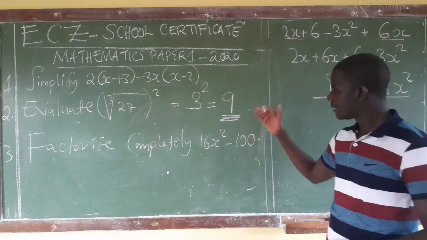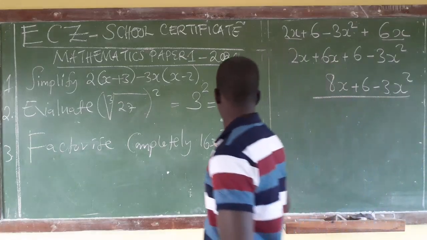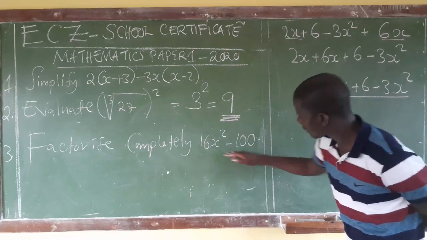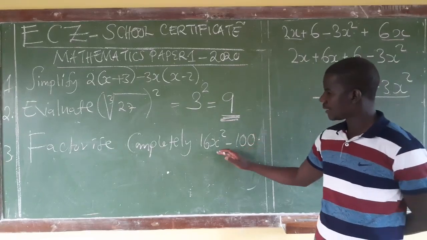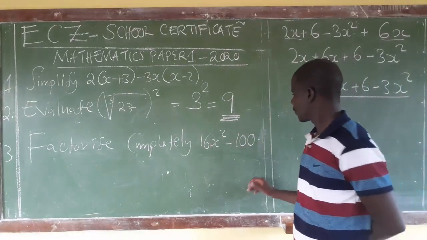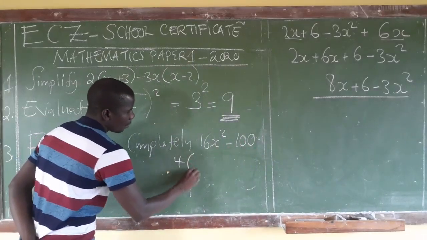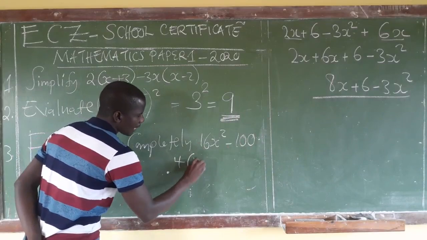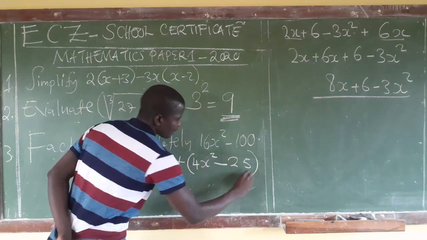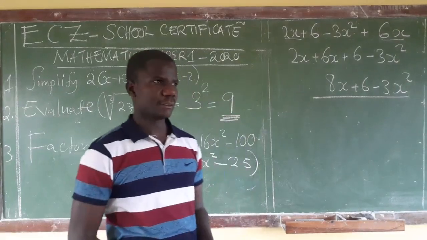Then we look at the third question. What are we supposed to do here? When you look at this question, we need to factorize. First of all, we have 4, which is common. So we can say 4 open brackets, 4x squared minus 25. Then after we have done this step, check what is in the brackets.